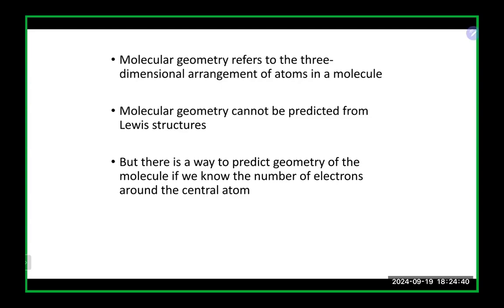And when we talk about geometry, we're actually going to talk about two types of geometry and two types of names. One is going to be referred to as the electron pair geometry, which for my purposes here, I'm just going to abbreviate EP for electron pair. The other one is the molecular geometry.